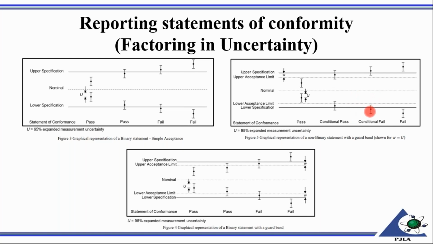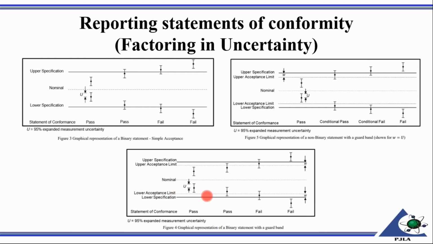And then again, this one is similar, where it would just be a fail in the other ones, it's a conditional fail because you have that measurement uncertainty. It could technically still be passing because you're reading it as failing, but you have enough unknown there, uncertainty, that it could be passing. So you're marking it as a conditional fail. And then there's just a straight fail. I think that's pretty straightforward there.